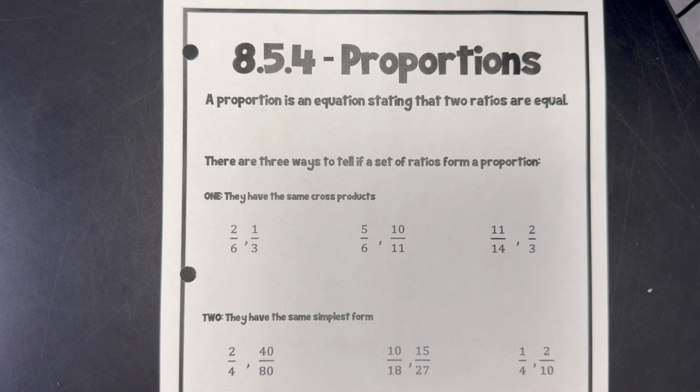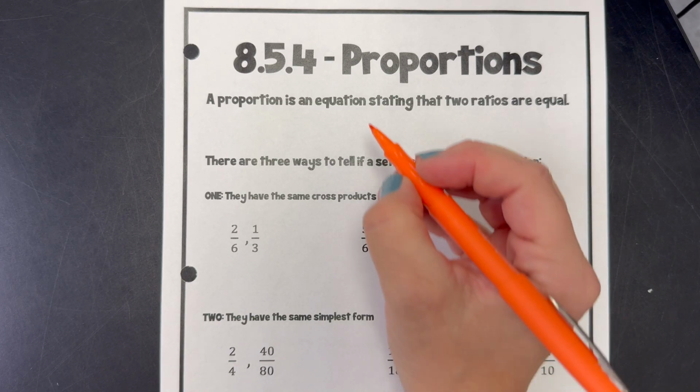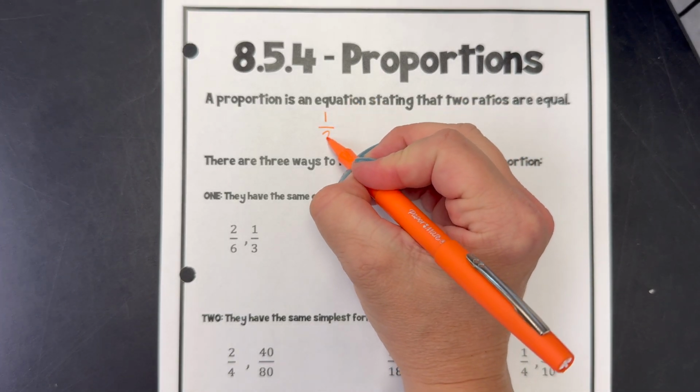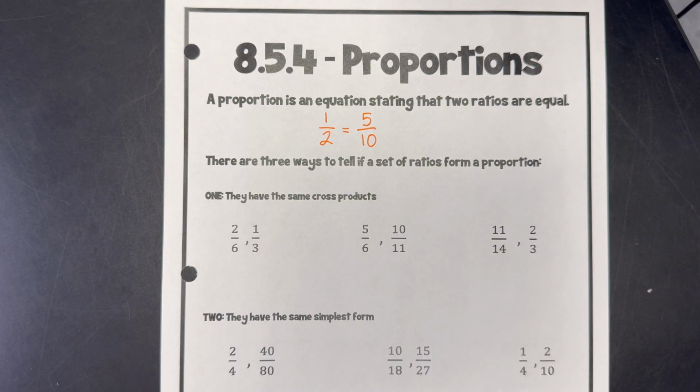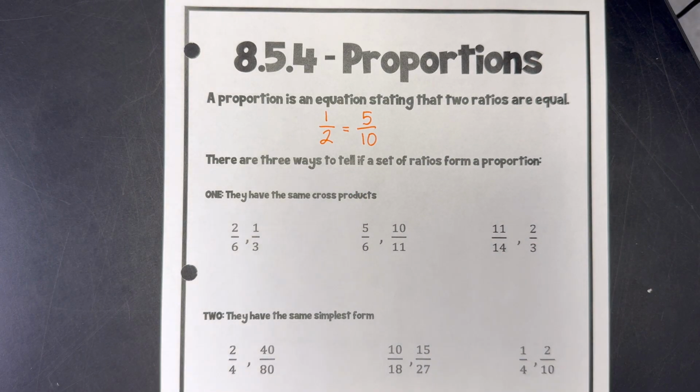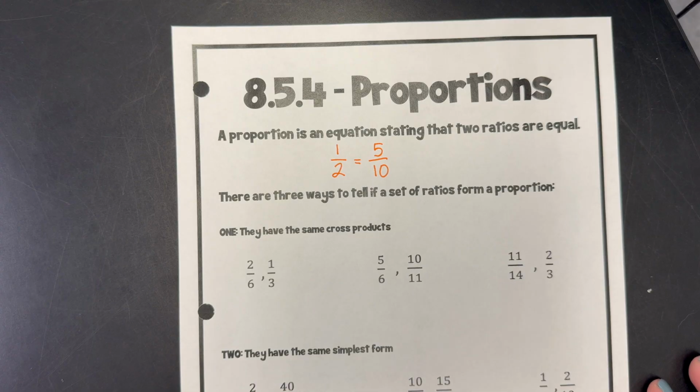Okay, next we're going to talk about proportions. And a proportion is just an equation that tells us that two ratios, which we know are just fractions, are equal. So for example, if I told you that 1/2 equals 5/10, we'd probably all agree with that because you know that 5 is just half of 10. So a proportion is just an equation telling us that two fractions are equal.